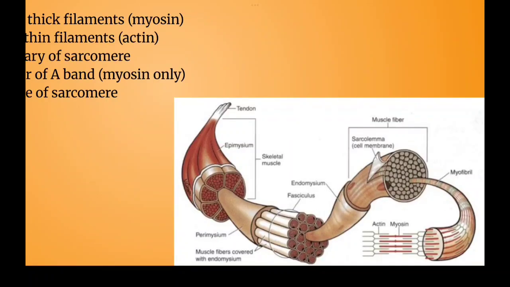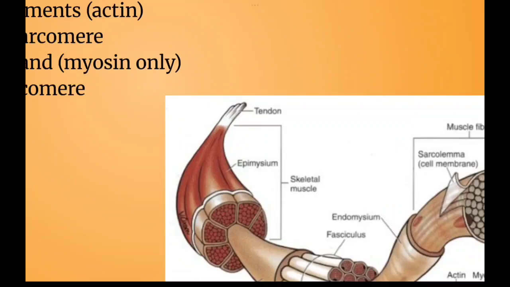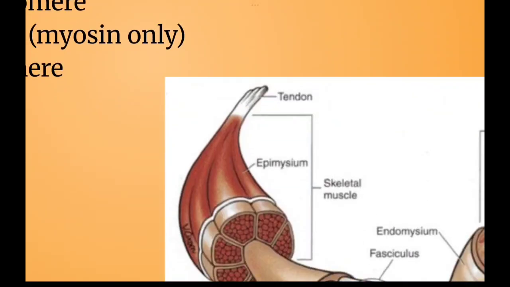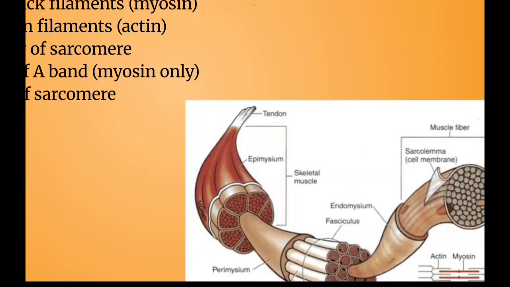So here is an image of how the muscle fiber, or myofibril, is drawn out, and how the sarcomere can be understood. Firstly, we see that the skeletal muscle is attached to the bone by a tendon. So the region where you see the tendon is where the attachment of muscle to the bone is observed.